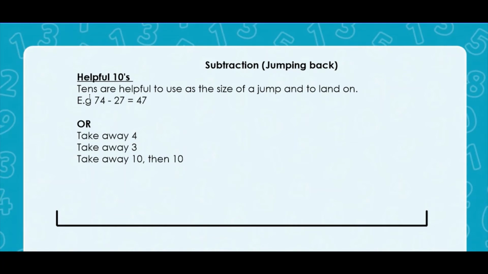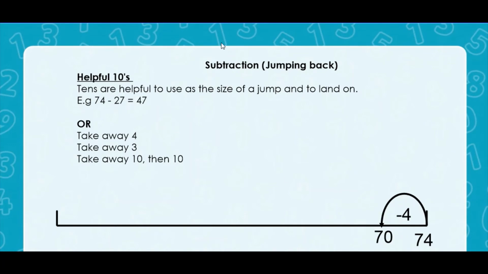Now we can do this a different way. Instead of taking away our tens first, again we can take away our units. So let's start with our 74. I'm going to take away our units first. So we're taking away 7, but again, Miss Davis likes to go to her friendly 10. So I'm going to take away 4, which gives me 70.